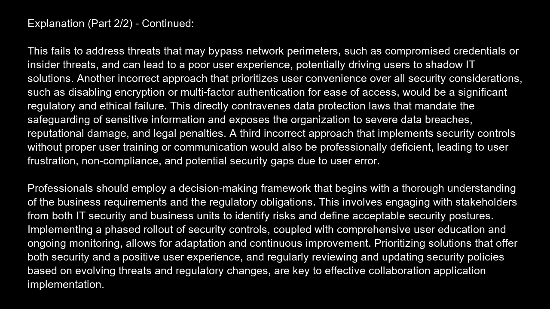Professionals should employ a decision-making framework that begins with a thorough understanding of the business requirements and the regulatory obligations. This involves engaging with stakeholders from both IT security and business units to identify risks and define acceptable security postures. Implementing a phased rollout of security controls, coupled with comprehensive user education and ongoing monitoring, allows for adaptation and continuous improvement. Prioritizing solutions that offer both security and a positive user experience, and regularly reviewing and updating security policies based on evolving threats and regulatory changes are key to effective collaboration application implementation.